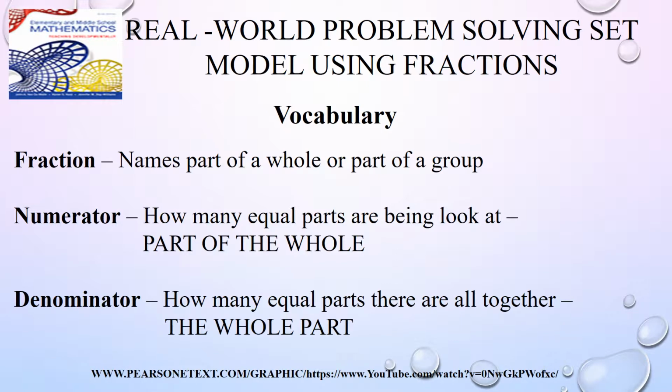Fraction consists of two things. First is the numerator. The numerator is how many equal parts are being looked at. Simply part of the whole. The second part of a fraction is called the denominator, which is how many equal parts there are all together. Simply the whole part.